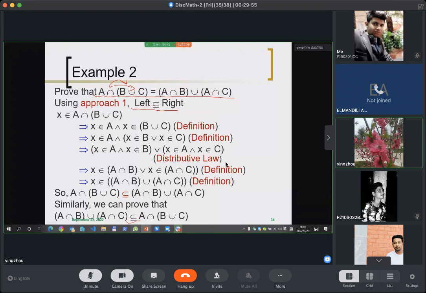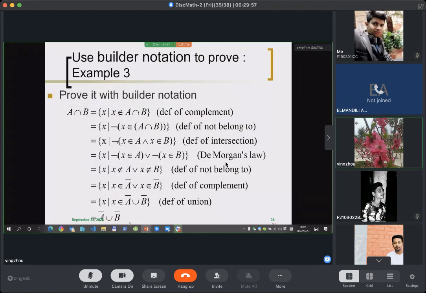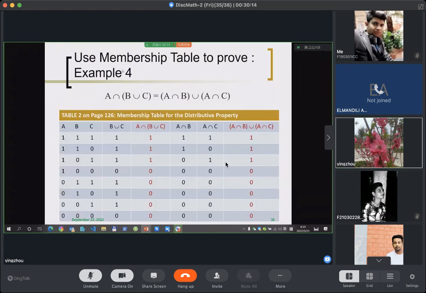That is the first approach. And the second just uses the set builder notation. That means just like this De Morgan's law, just the same. Okay. And there's a membership table.